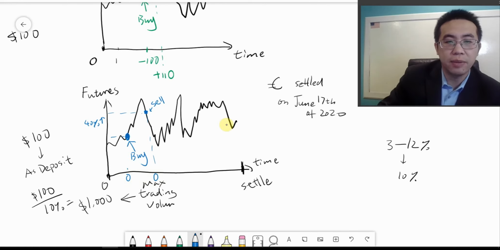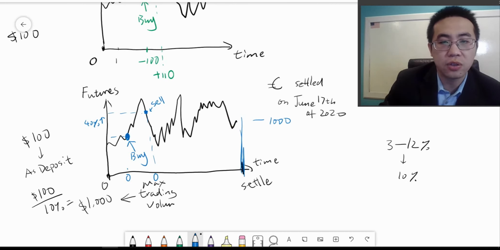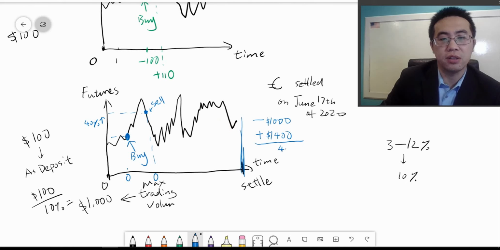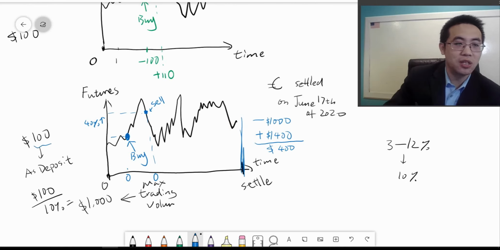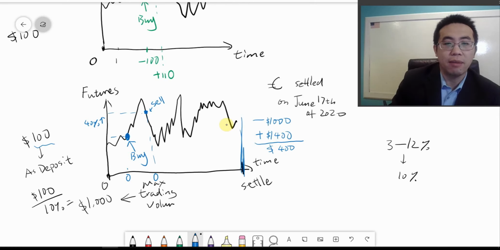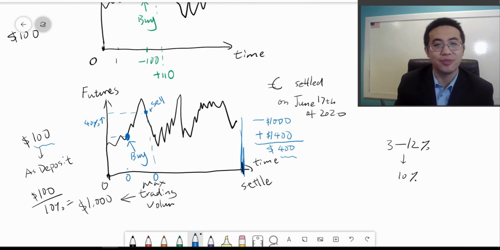There will be settlement at the settlement date, which is June 17th. So on June 17th, you will pay $1,000 to buy the euros, and then you will make a 40% return. So you will get $1,400, and your overall profit is $400. Okay, so that sounds very, very sweet. You just started with $100, but you worked out a profit of $400. So that's 4 times your deposit or your initial investment.